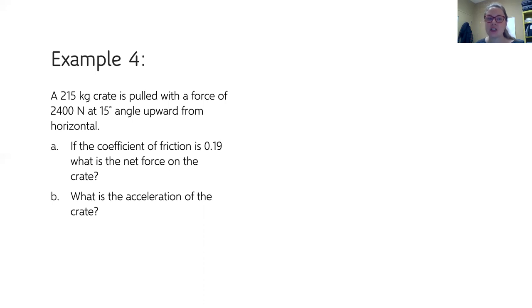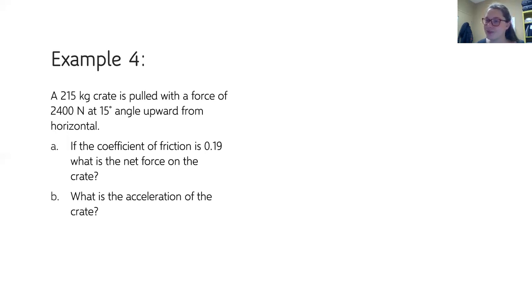All right, so a 215 kg crate is pulled with a force of 2,400 newtons at, it should be, a 15-degree angle upward from horizontal. Imagine you've got a string or a strap attached to something and you're pulling it at a slight angle. Maybe you've got something hooked to the back of a truck with a tow rope. You're often going to have an angle involved. Okay? If the coefficient of friction is 0.19, what's the net force on the crate? And then B, what's the acceleration of the crate?